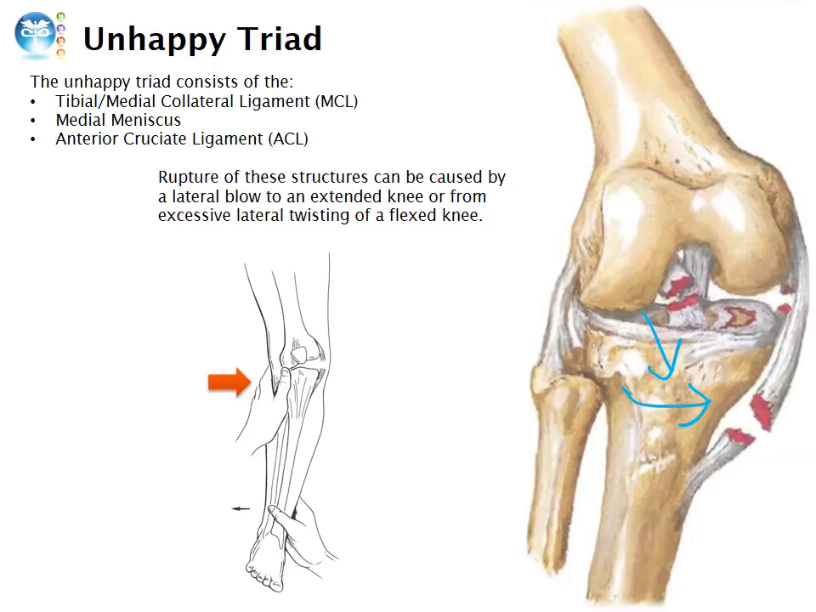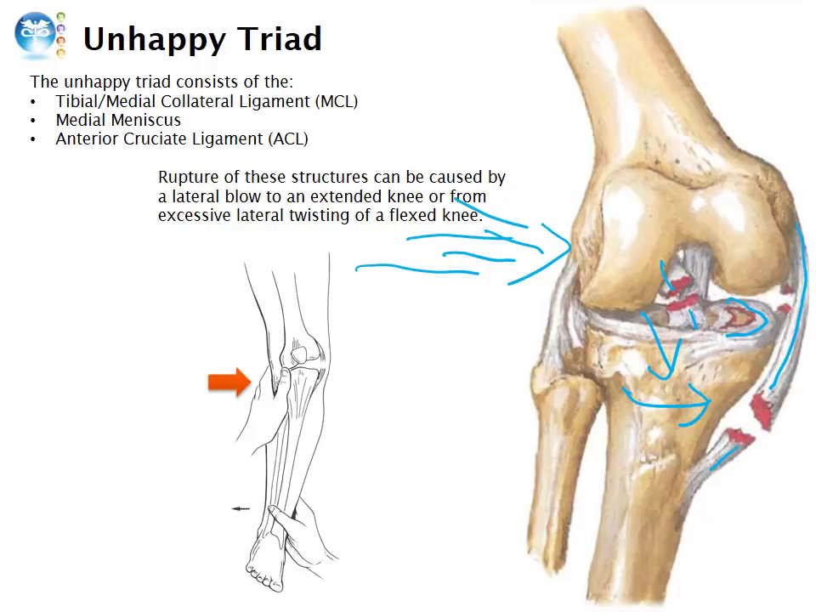Sometimes this force is so great that other structures are also compromised. Internal rotation is usually accompanied by a valgus force, which stresses the MCL on the medial side. If a large valgus force occurs, like when an opposing player falls into the lateral knee, the huge stress causes an ACL and MCL rupture. And the failing MCL pulls on and tears the medial meniscus. This is called the unhappy triad, and you can imagine why.